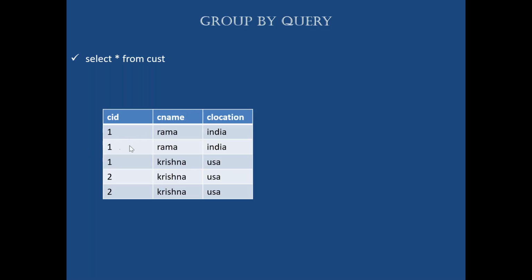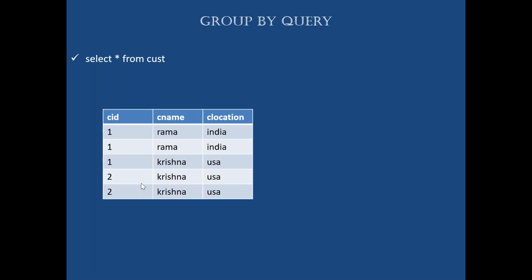Very simple. One Rama: these two are the same, so one group will be created. One Krishna: these two are not the same. Previously, for one Rama the customer ID is matching, but the name is not matching, so the name is different. That's why this will create another group. One Krishna will create another, and next, two Krishna will create another. Total three groups will come. One Rama one group, one Krishna second group, two Krishna third group. Clear?